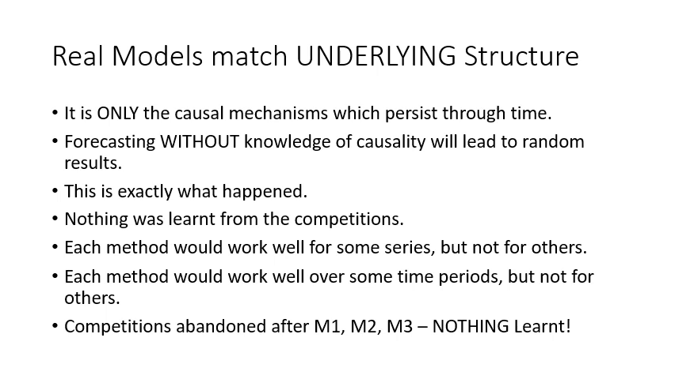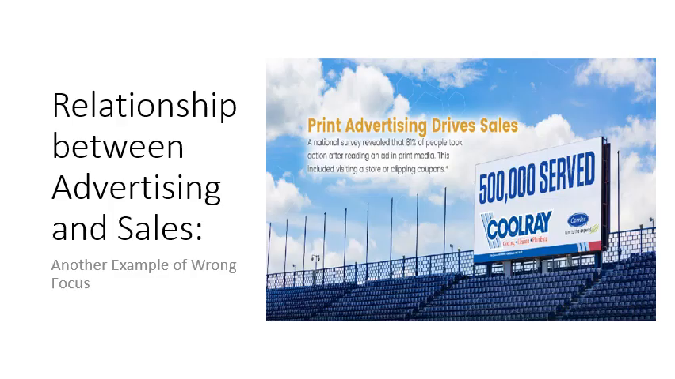Nothing was learned from these competitions. Some methods work well in some series, other methods work well in other series. At different points in time, one method works well and then it stops working well. It's just completely random. After the 3 competitions, the whole idea was abandoned because nothing was being learned from these competitions, as we would expect. To give another example of how focusing on data instead of on the underlying real-world causal relationships leads to failure, we look at a very important relationship for business. When I advertise something, how much sales does this generate?